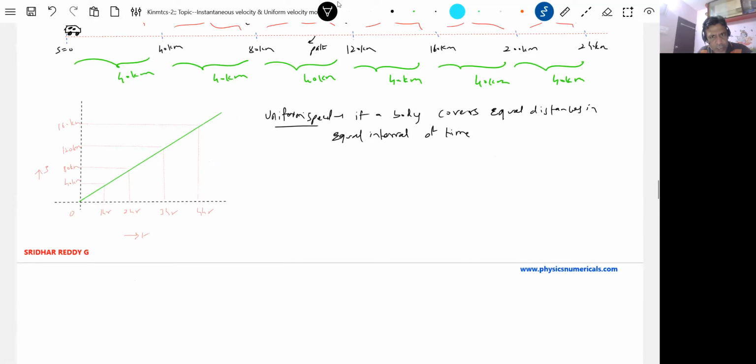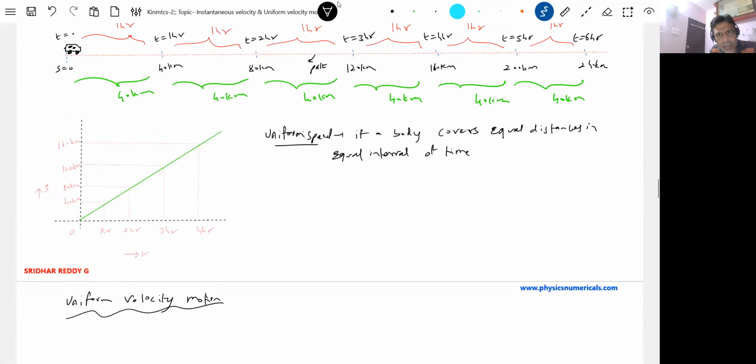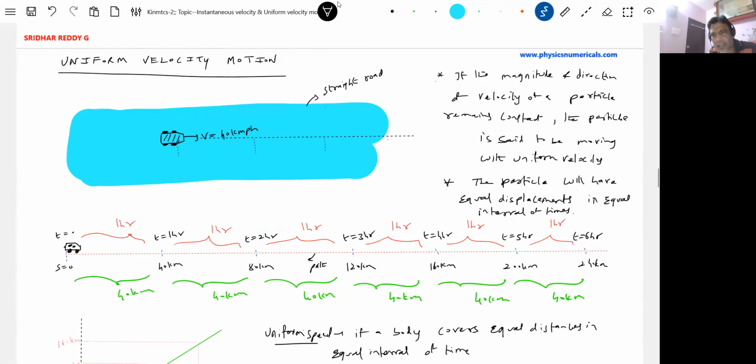The instant velocity. So in uniform velocity motion, some features, once again, let me add up all. In uniform velocity motion, we already have these things. Let me summarize all at a stretch.